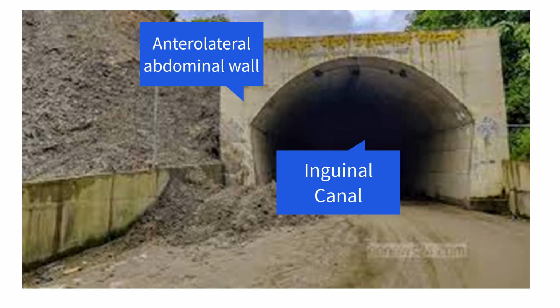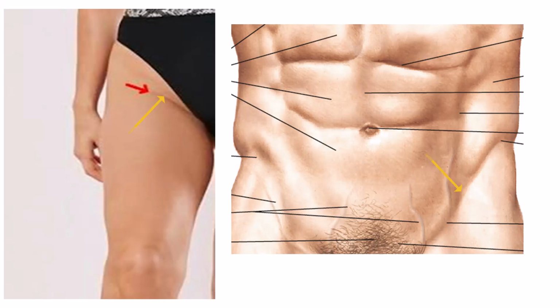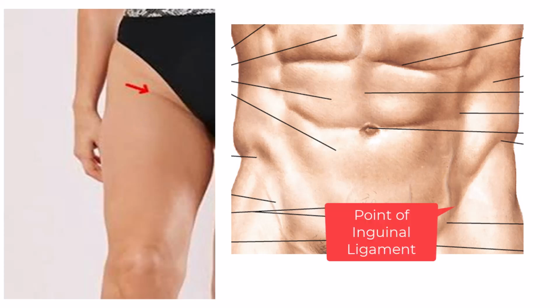The canal, as I told you, is a tunnel. It's 4 centimeters long. It's located just above the crease of your groin. In gross anatomy, if we look at the crease of your groin, that's the landmark for the inguinal canal, and it is going to represent the position of the inguinal ligament.